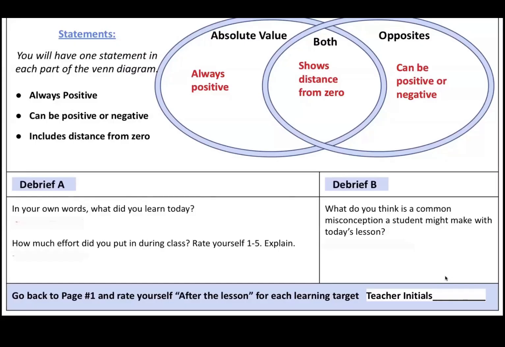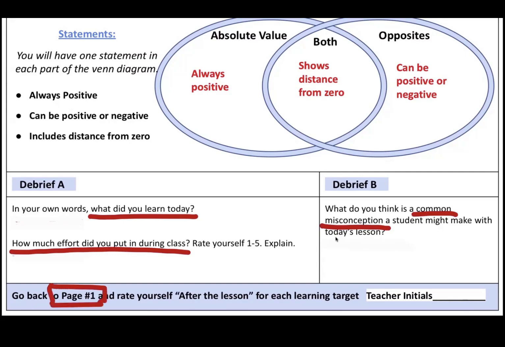So go ahead, make sure you have the rest of page 6 filled in, especially make sure to fill in our debrief. So in your own words, what did you learn today? How much effort did you put in during class? You're going to rate yourself 1 through 5. 1 is the lowest, 5 is the highest. And then what do you think is a common misconception or a common mistake a student might make with today's topic? Once you've answered all of page 6, you're going to go back to page number 1. At the beginning of this lesson, we rated ourselves before the lesson 1 through 5. Now that we've gotten some more practice, you're going to rate yourself after the lesson for our learning targets.